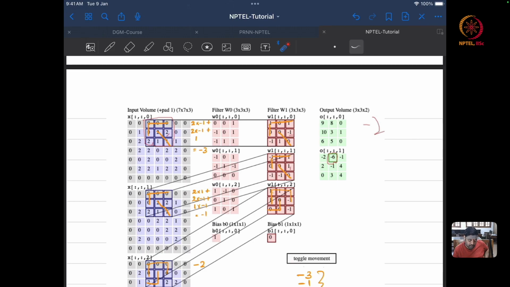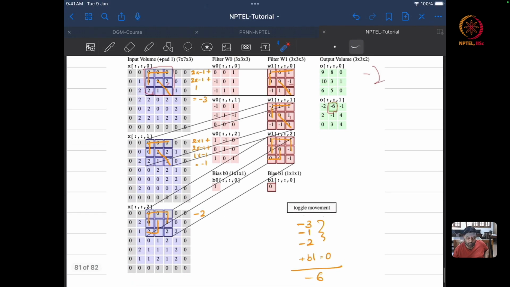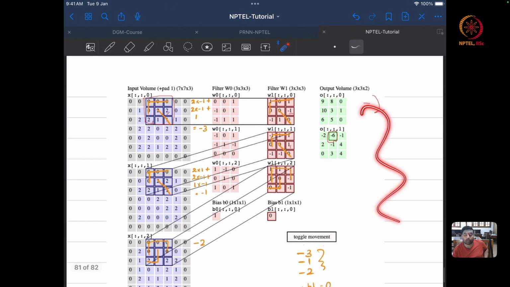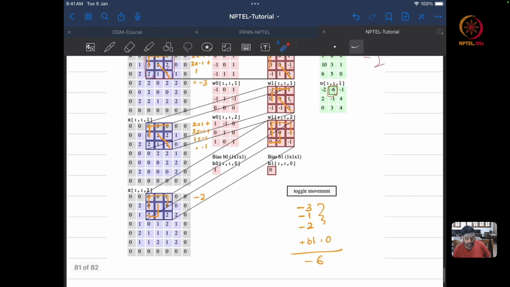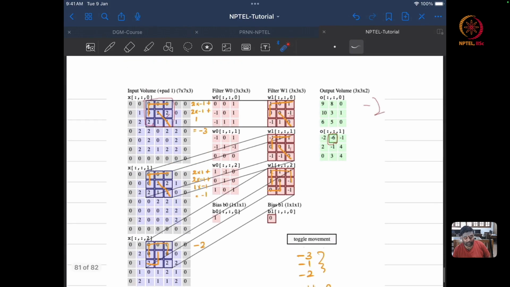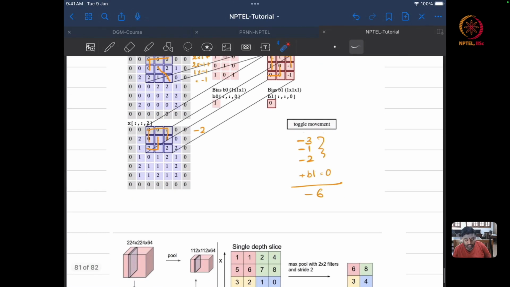Once you are done here, you go to the next one. Here you take 3 cross 3 of this. Similarly, you perform the same steps. This is how you perform the convolution operation. This is just for your comfort in terms of visualization when you have a grid-like structure.